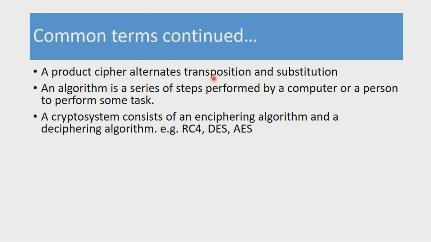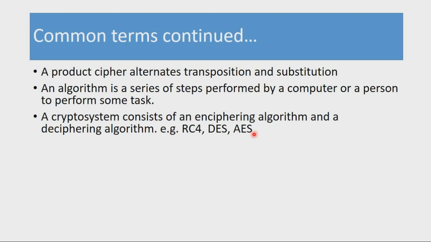The next thing that we're looking at is a cryptosystem. I've been using the word cryptosystem throughout this entire video, so now it's time for us to find out what it is. A cryptosystem simply consists of an enciphering algorithm and a deciphering algorithm. Examples of cryptosystems are RC4, DES, and AES, and we will look at all these cryptosystems in later videos.